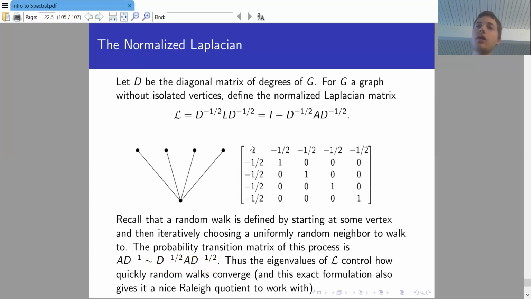In principle, you could also define the normalized Laplacian just using this matrix without having to subtract it from I first. But it turns out that this exact formulation is often more useful for technical reasons. Namely, it has a very nice Rayleigh quotient form that you can work with. And yeah, that's the end of the talk.